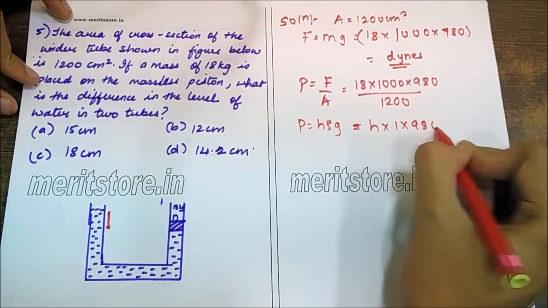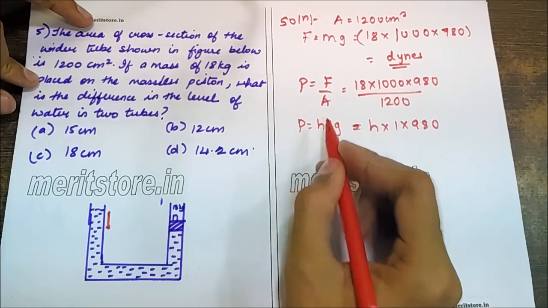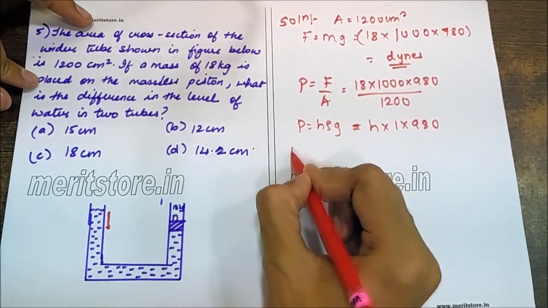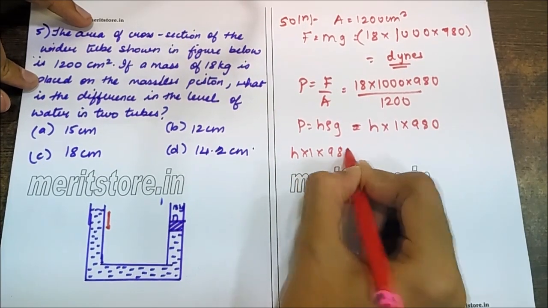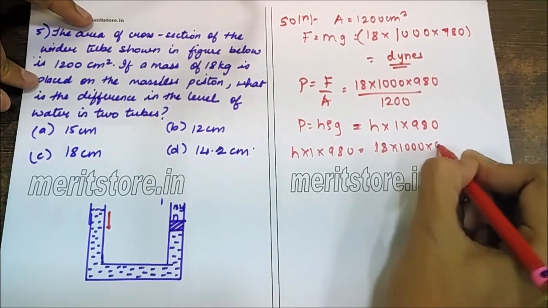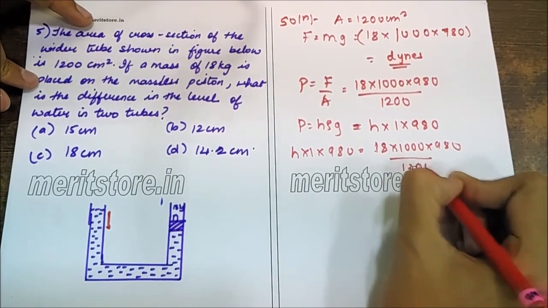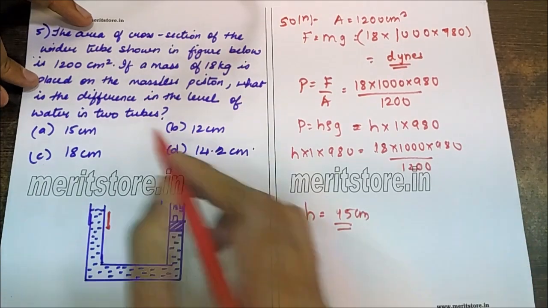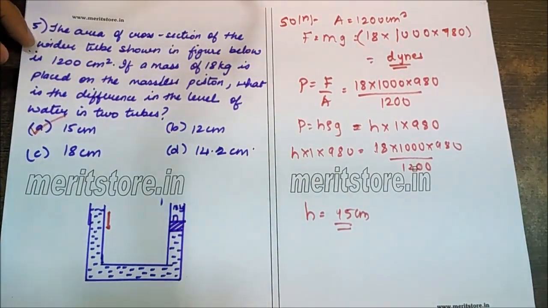So that becomes the rise in the pressure, that is force, which is equal to H into 1 into 980, equal to the force applied, that is 18 into 1000 into 980 upon 1200. So the height rises 15 centimeter, comes out to be the value. So A is the correct option.